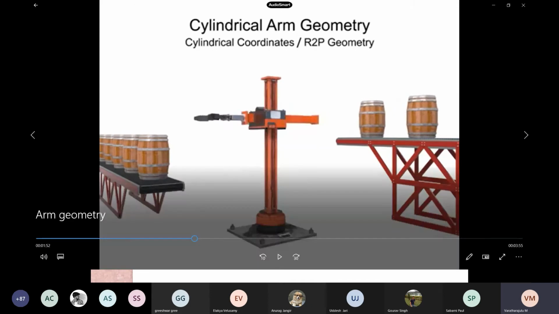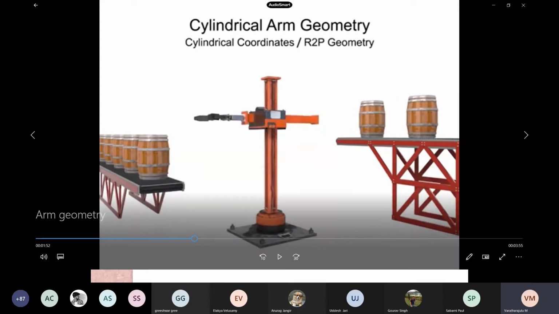Do you know what is meant by palletizing? Arranging in pallets. Converting powders into some tablets is nothing but palletizing.